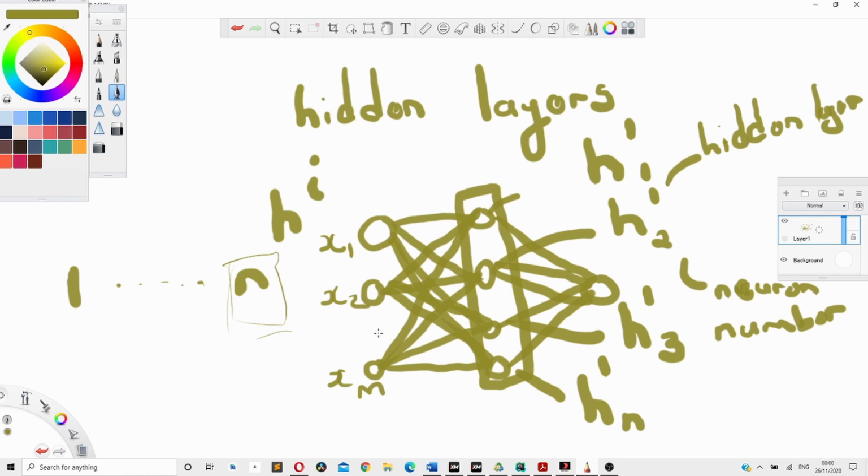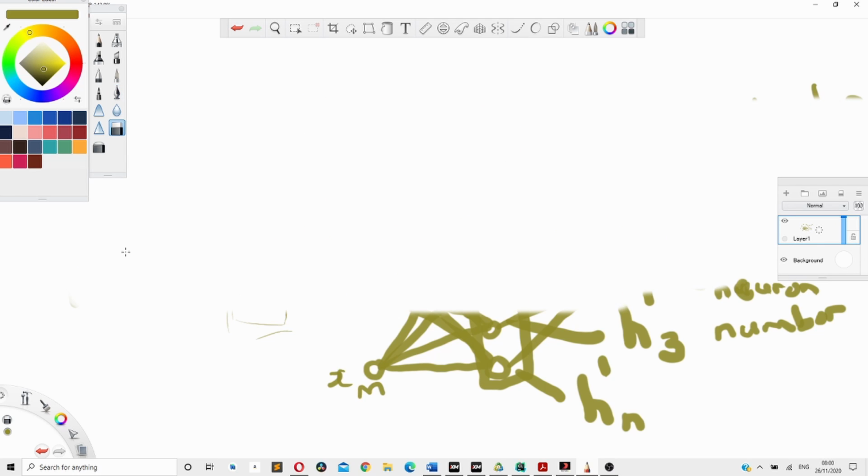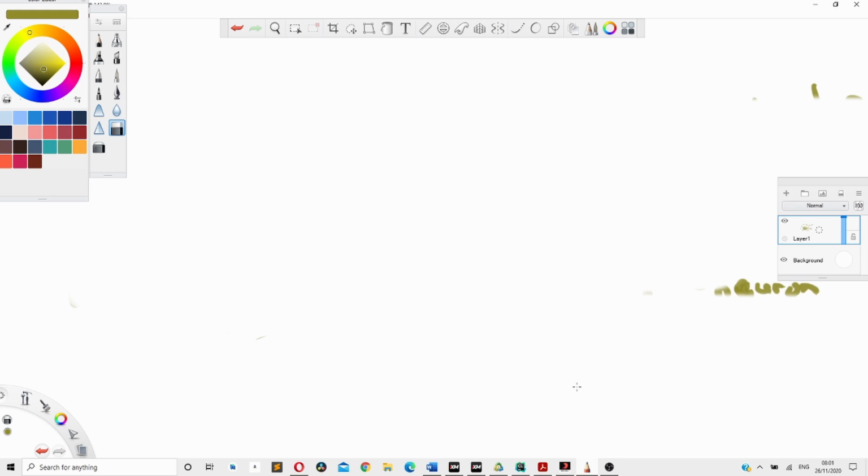So I'm going to draw another neural network architecture, but with 2 hidden layers, right? Since from the previous examples I was talking about neural networks with only one hidden layer.